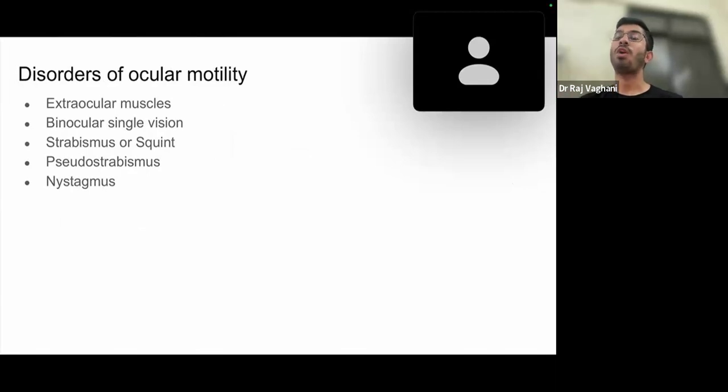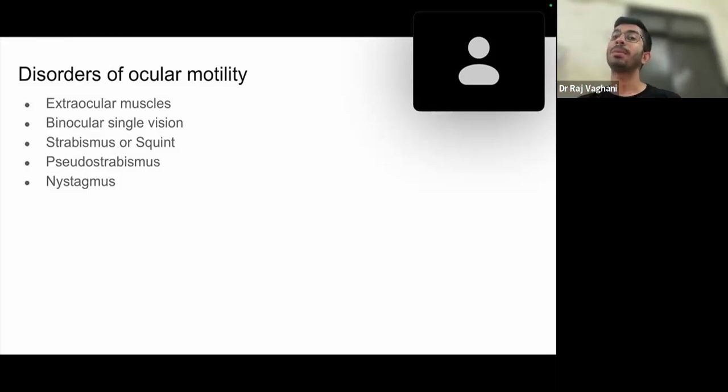Now, disorders of ocular motility. What do you mean by ocular motility? Ocular motility here means the movement of your eye. Like if I'm looking to the right-hand side, both my eyes will move towards the right, and if I'm looking to the left-hand side, both my eyes will move towards the left. So what is happening? What is triggering me to move my eyes towards the right or towards the left? This will be dealt with in disorders of ocular motility.